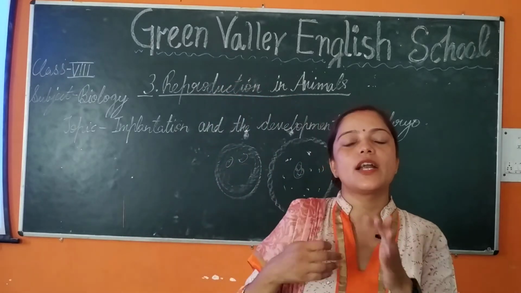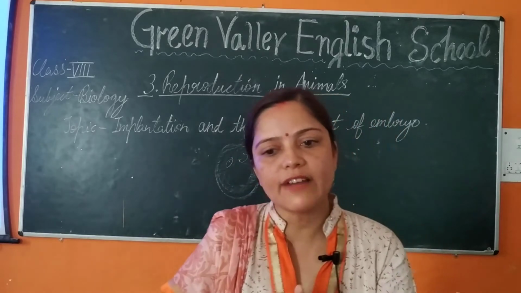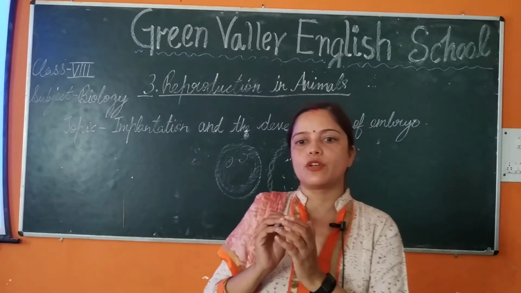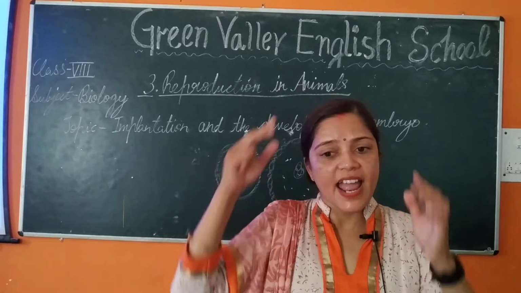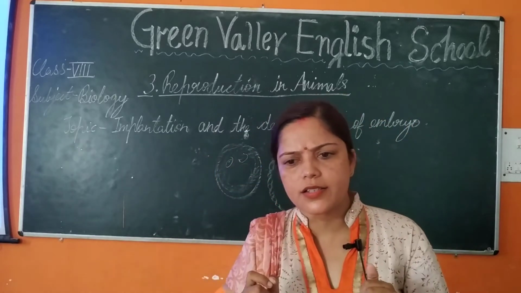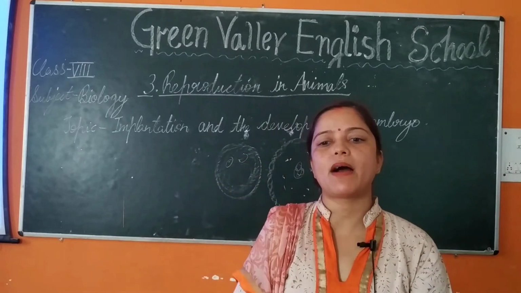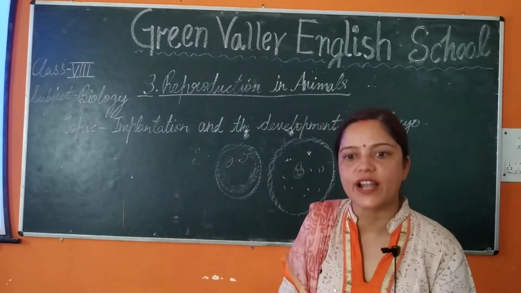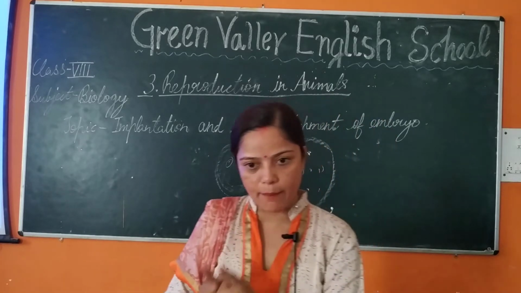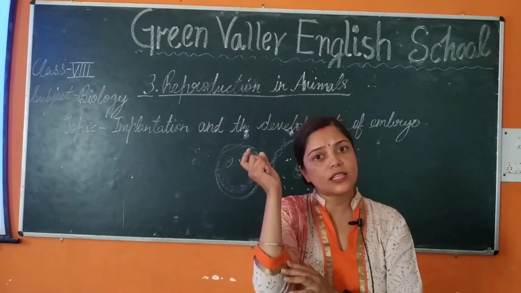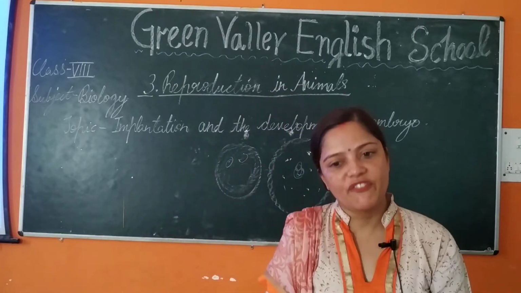Now the embryo continues to develop in the uterus. It gradually develops body parts such as hands, legs, head, eyes, ears. Okay, the stage of the embryo in which all the body parts can be identified is called a fetus. What is it called? Fetus. That stage is called fetus.